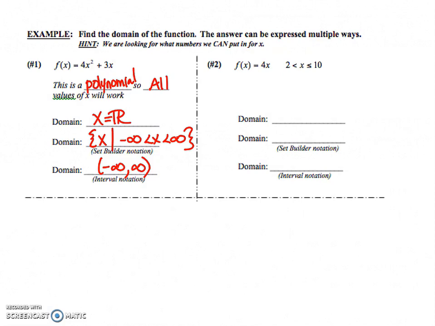Our second example, the function is f of x, and then we're given a domain in interval notation, right? So this tells us that x is between 2 and 10, but bigger than 2 could be equal to 10.